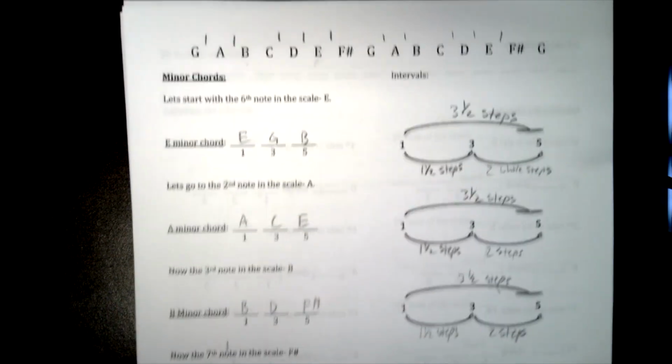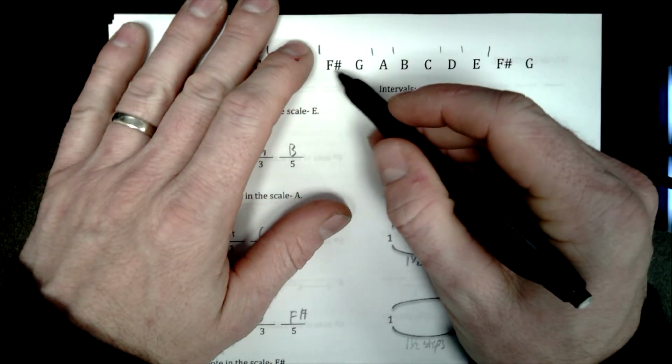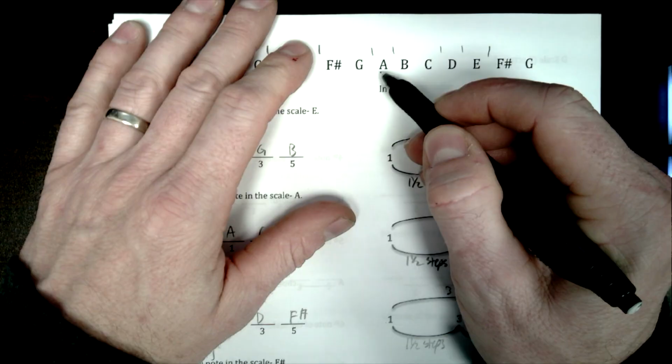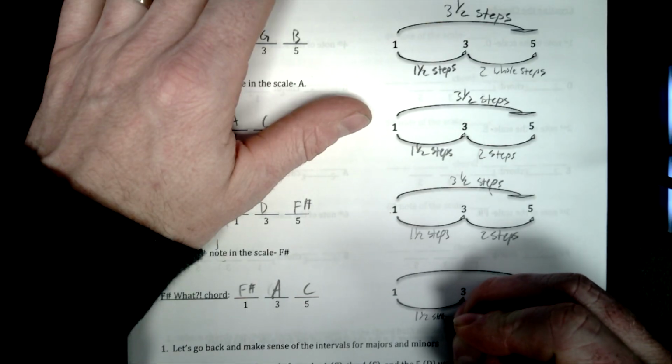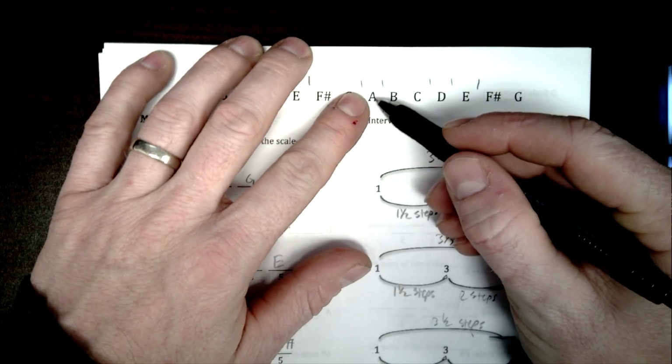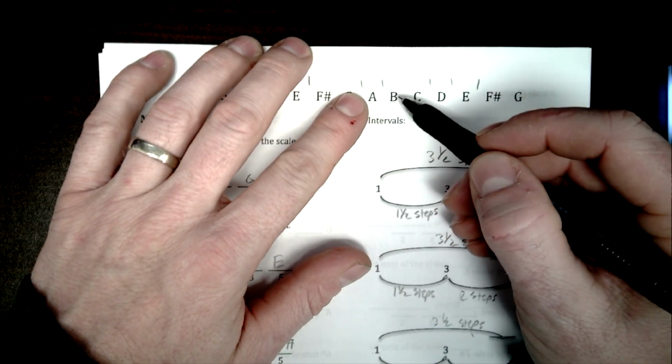Let's explore those intervals. So from F sharp to A, half, half, half. So that's 1.5 steps. So it is a minor interval, a flat 3rd. But from our A to the C, half, half, half. Ooh.